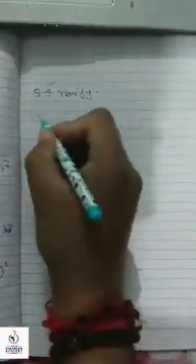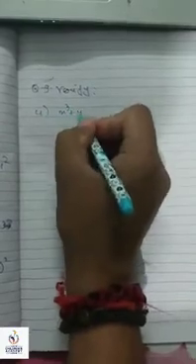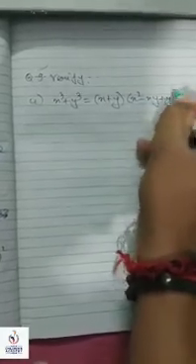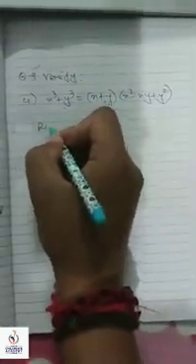Okay, now question number 9. Verify. We have to verify. The first question is x cube plus y cube is equal to x plus y into x square minus xy plus y square. Okay, now this is LHS and this is RHS. So first we will take in this situation RHS. RHS means right hand side, LHS means left hand side.